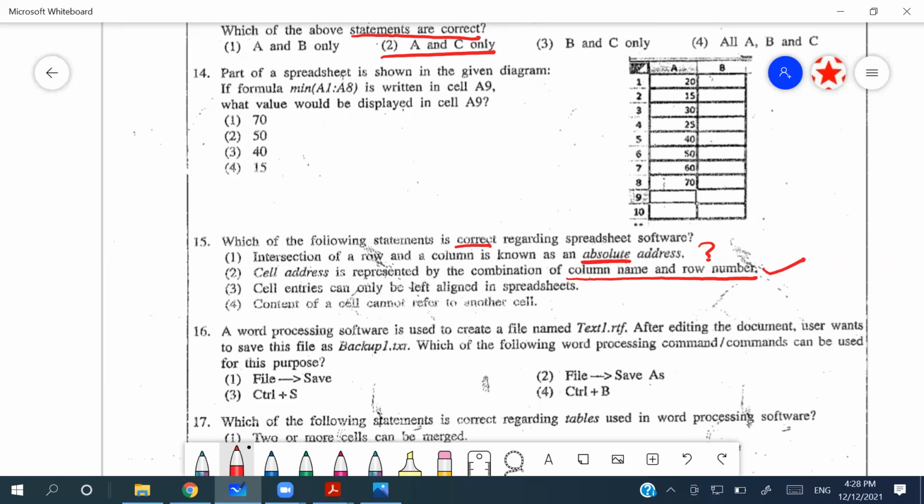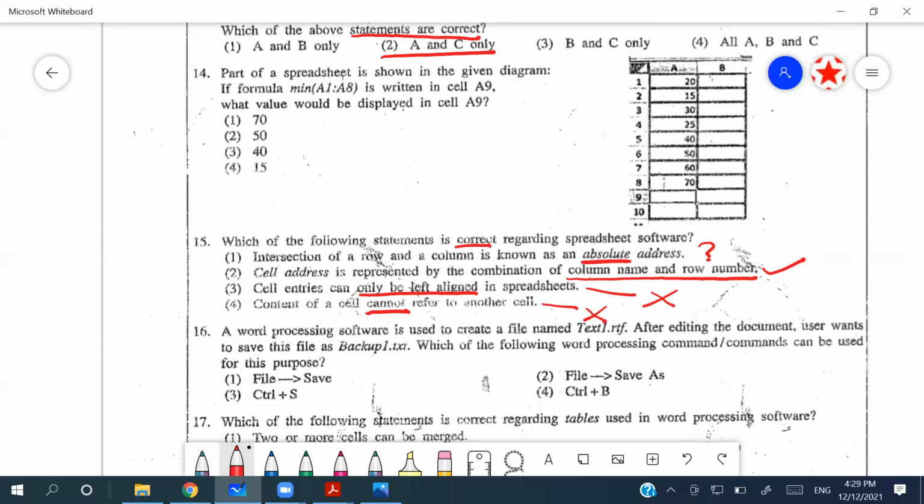Cell entries can only be left aligned in spreadsheets. No, it can be left aligned. The text types will be left aligned. The value types will be right aligned, right? So "only left aligned" gives you a problem. Content of a cell cannot refer to another cell. Definitely can. No problem. So you can't say cannot. Because of that, it is wrong.